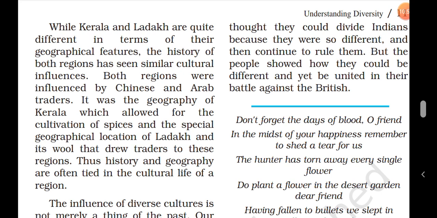तो केरला में जो हमारे पुराने ट्रेडर्स, पुराने ट्रेवलर्स थे, वो आते थे फॉर द स्पाइसेस, एंड इन लद्दाख दे केम फॉर द पाशमीना वूल्स. सो बोथ प्लेसेस हैव एन हिस्टोरिकल इम्पोर्टेंस. थस हिस्ट्री एंड जियोग्राफी आर ऑफन टाइड इन द कल्चर लाइफ ऑफ अ रीजन.